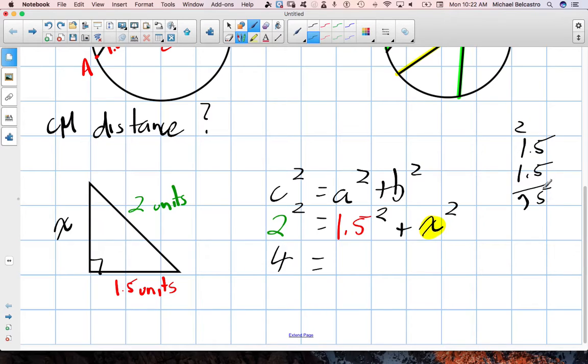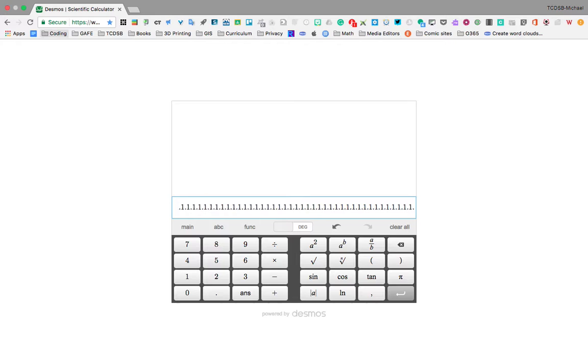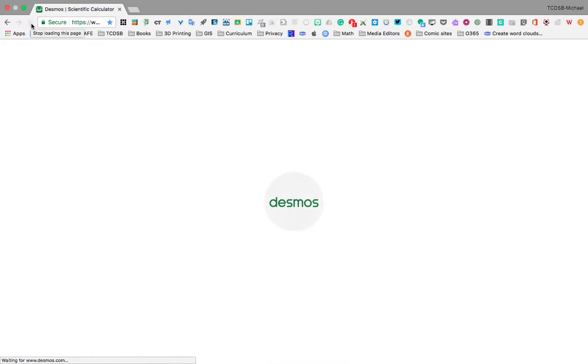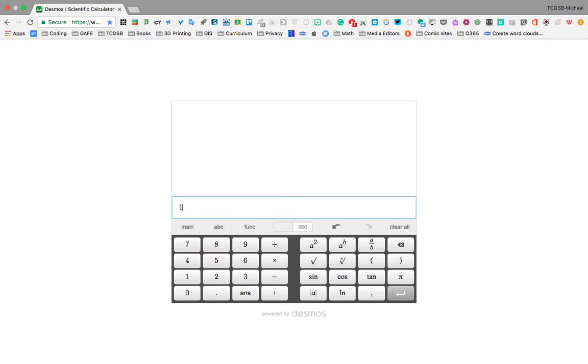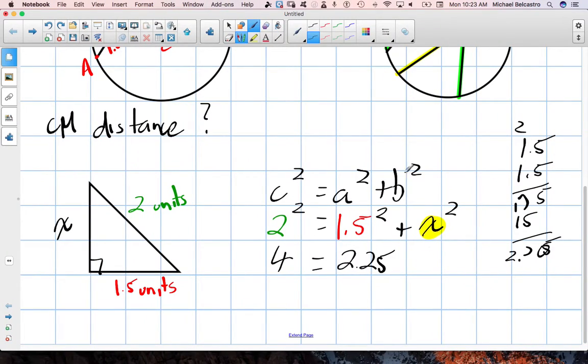1.5 times 1.5, I believe it should be 2.25. I'm going to double check over here. Oh my, that won't go away. Never mind, I'll check that one again after. I'm not sure what happened there. 1.5 times 1.5, there we go, 2.25. Excellent. Probably should know that one off by heart. Anyways, 4 equals 2.25 plus x squared.